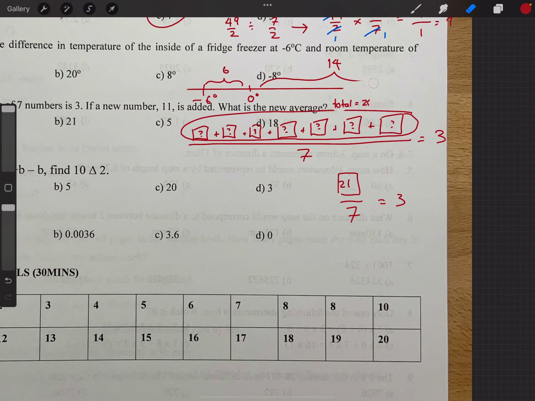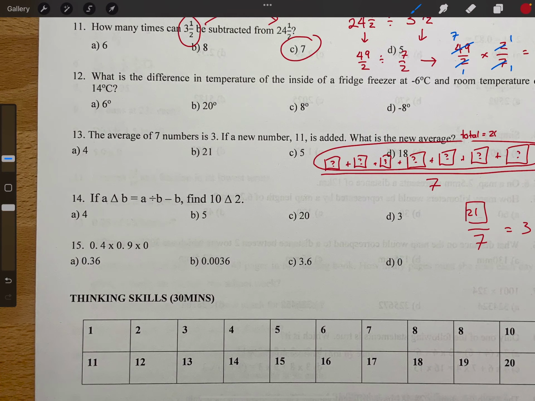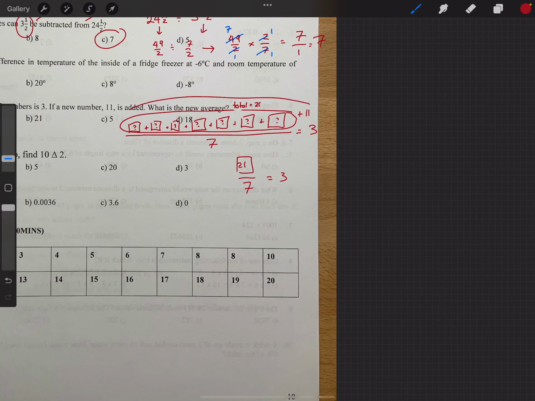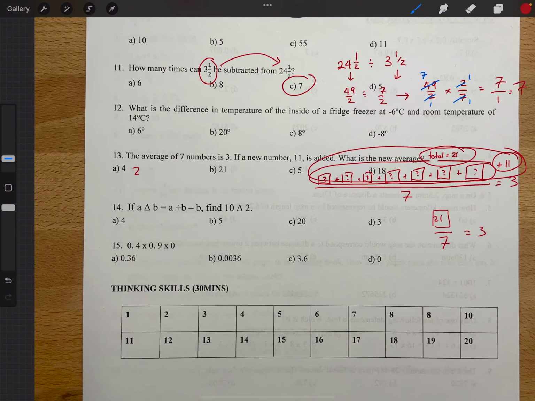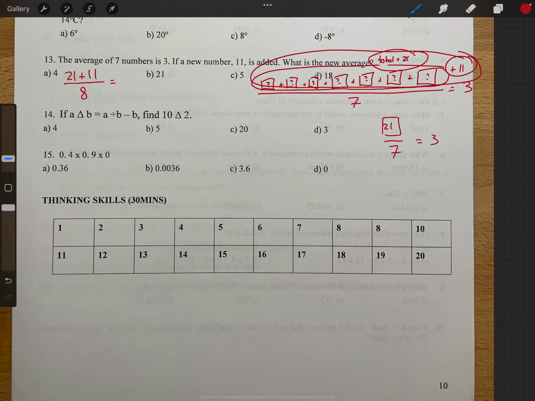Okay. Now the next part says, if a new number 11 is added, what's the new average? Imagine you have 7 numbers here, and the total is 21. You're going to add a new number 11. So what's the new average? Well, we have 8 numbers now. If you add all 8 numbers up, you're going to get 21 plus 11, isn't it? 21 is the 7 numbers, and the 8th number is 11. So you add them up, 21 plus 11, and then we divide by how many numbers we have now? We have 8 numbers, not 7 anymore. Then you can find for me the new average.